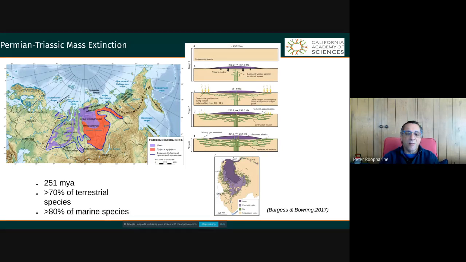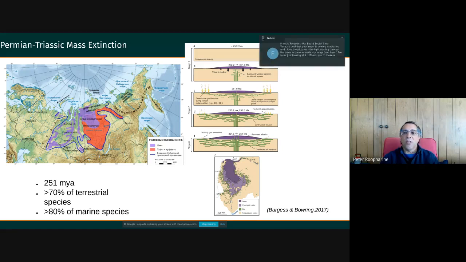And in this event, probably the extinctions lasted no more than 60,000 years, more than 70% of terrestrial species became extinct, and more than 80%, maybe more than 90%, of marine species became extinct. So just pause for a moment and think about going out tomorrow, if you could, given the circumstances, to one of your favorite natural environments and imagine that 70% or 80% of the species are actually absent. Okay, that is a really profound change in the world around you.